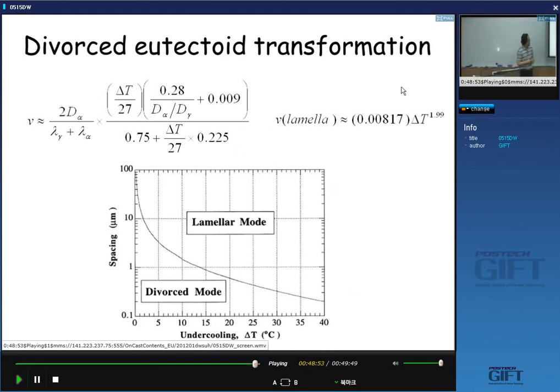So when you look at this map, to obtain the divorced eutectoid transformation, we need very fine cementite seed at initial structures and very low degree of supercooling, which correspond to very slow cooling from the intercritical annealing temperatures.